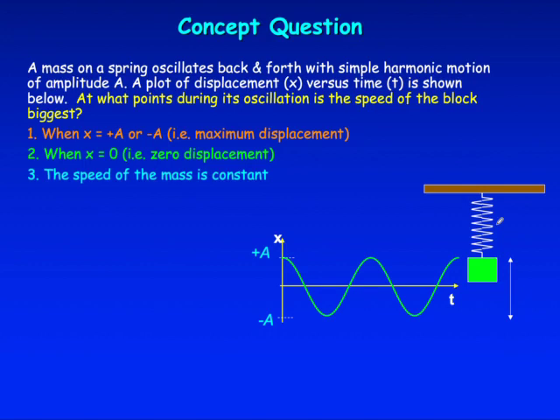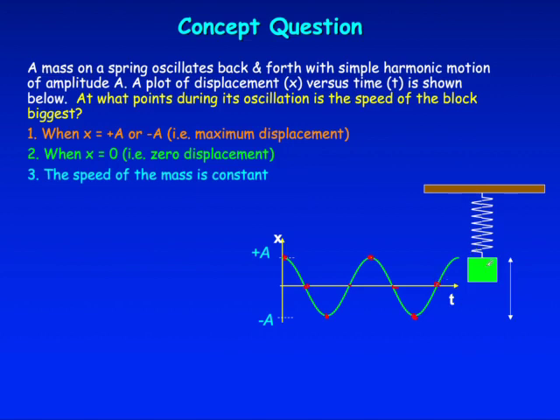A mass on a spring oscillates back and forth with simple harmonic motion. At what points during its oscillation is it moving the fastest? When it's out at these points here at maximum or minimum, that's when it's got its maximum displacement. Where x equals 0, that'd be right here. Or is the speed constant?